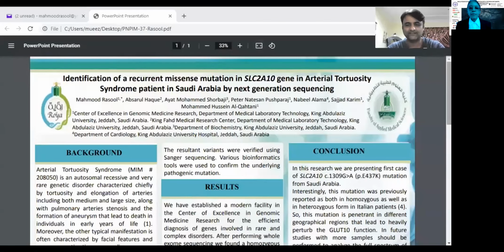Hi everyone, I am Dr. Mahmood Rasool from King Abdulaziz University, Jeddah, Saudi Arabia. We are presenting a poster on the identification of a recurrent missense mutation in the SLC2810 gene underlying arterial tortuosity syndrome in Saudi Arabia by using next generation sequencing.